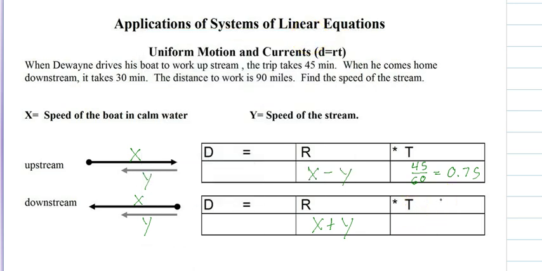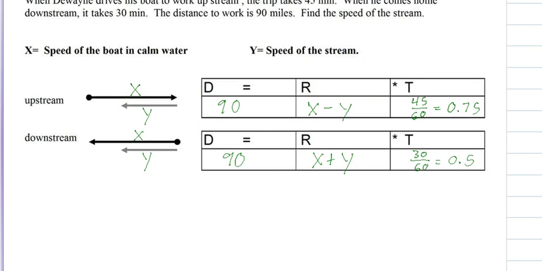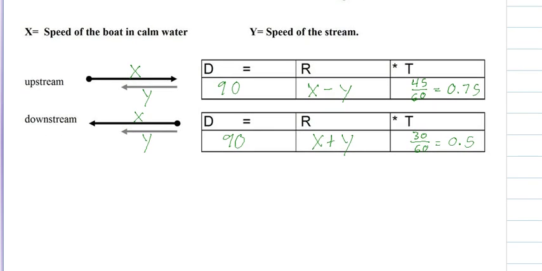When he comes home downstream, it takes 30 minutes. So again, divide by 60, and that's a clean division of 0.5. So now we have it in hours. The distance to work is 90 miles. So whether he comes home or goes to work, the distance is 90 miles. And what we've just done is created our formula, and it's distance equals rate times time.